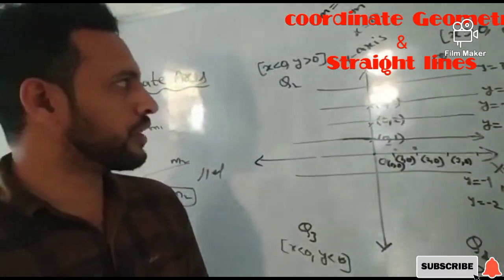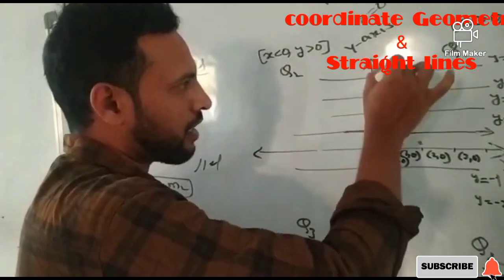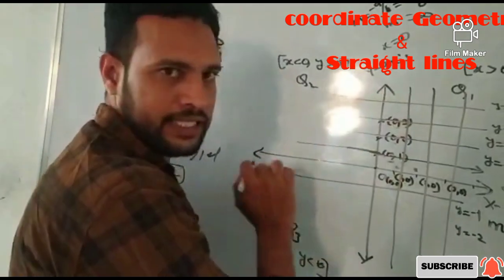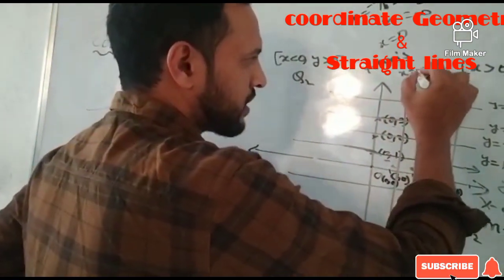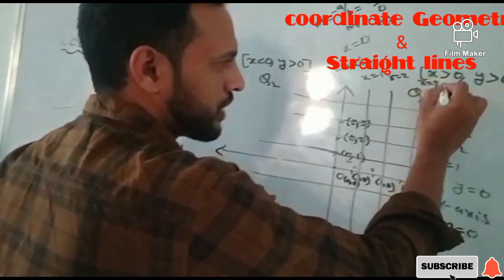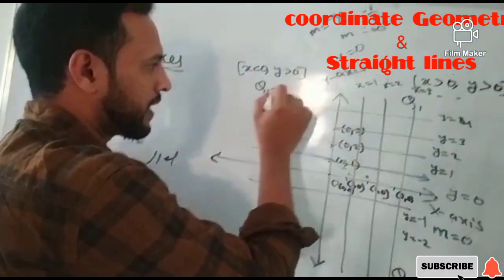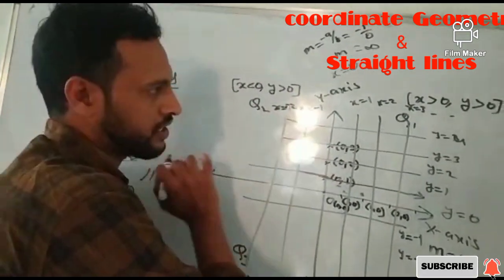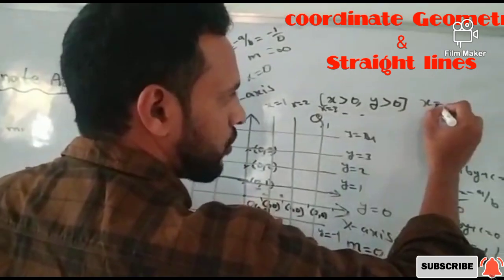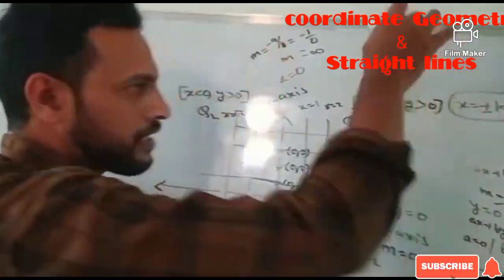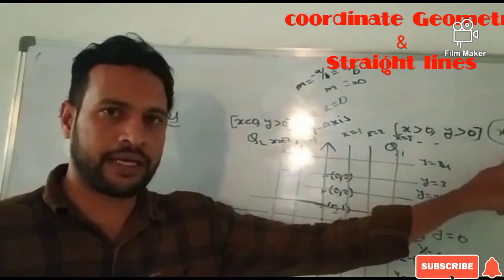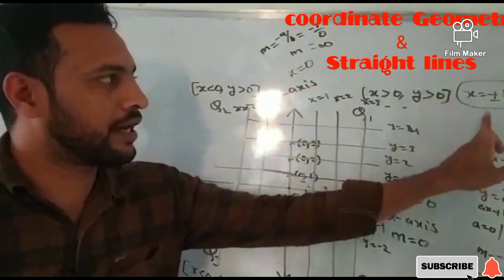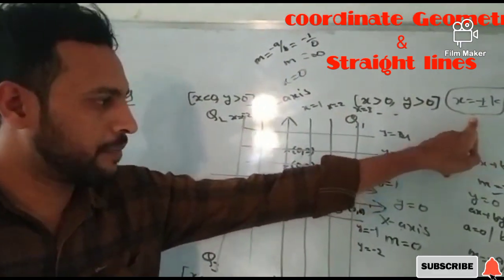In the same way, you can conclude that the lines which are parallel to y-axis are in the form of, let us take x is equal to 1, x is equal to 2, x is equal to 3 and so on. You will also get x is equal to minus 1, x is equal to minus 2. Like that you will get the equations here. So you can conclude that x is equal to plus or minus k is the equation of lines which are parallel to y-axis.